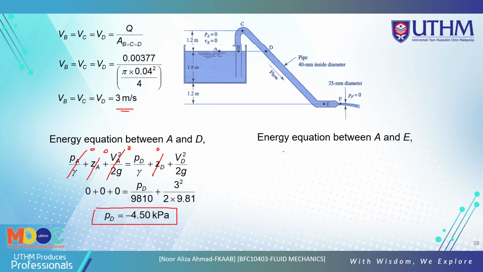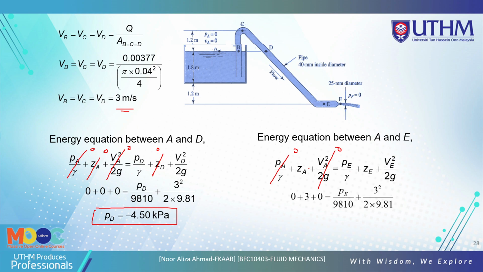Now we look at the energy equation between A and E. So between A and E, you use the Bernoulli equation. A also we got 0 here. ZA is 3 meter and ZE is 0. So ZA minus ZE is 3 meter. So we just put in the values until we get the pressure at E is 24.93 kilopascal.